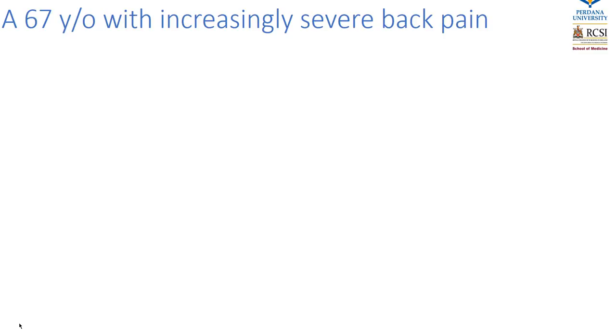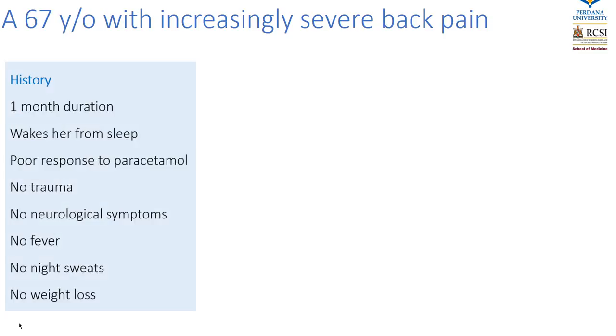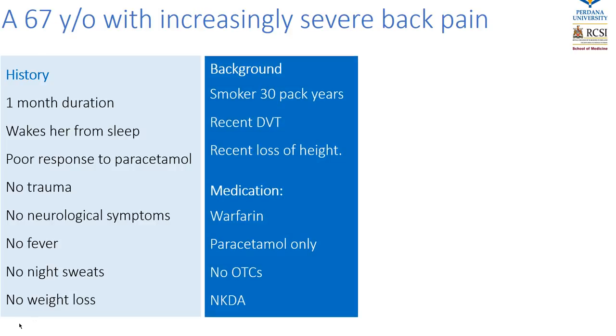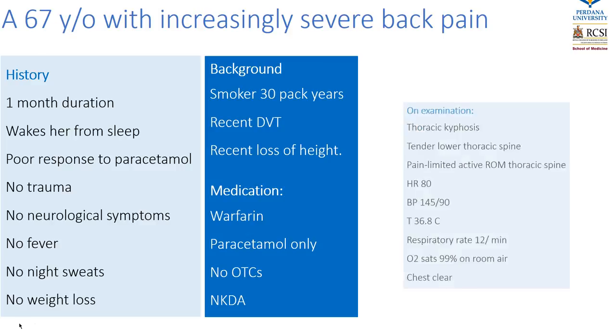A 67-year-old with increasing severe back pain. The history is of 1 month, it wakes her from her sleep, and she's had a poor response to regular paracetamol. There's been no trauma. There are no neurological symptoms, no fever, no night sweats, no weight loss. Her background is that she's a smoker, 30-pack years. She had a recent DVT a few months back, and she's recently noticed, and her daughter has noticed, a loss of height. These are her medications, warfarin and paracetamol only. She doesn't take anything over the counter, and she has no known allergies.